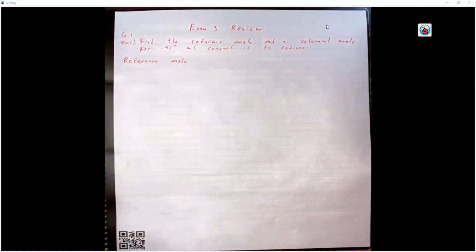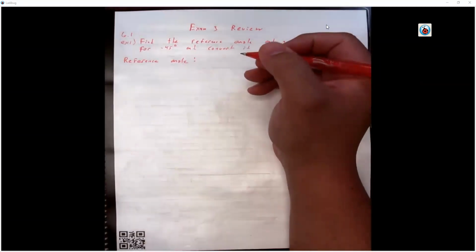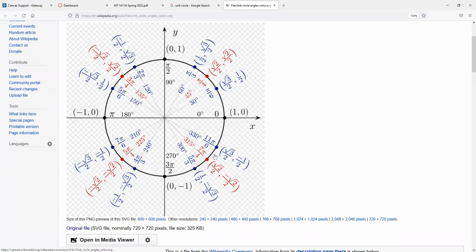Okay, so 6.1 and 6.3 kind of overlap on this section here. Reference angle we've talked about quite a bit already, so I might have one question on that, or it might be part of another question. So reference angle of -45. That means you're going to go down here 45 degrees, so the distance from here to the x-axis is 45.